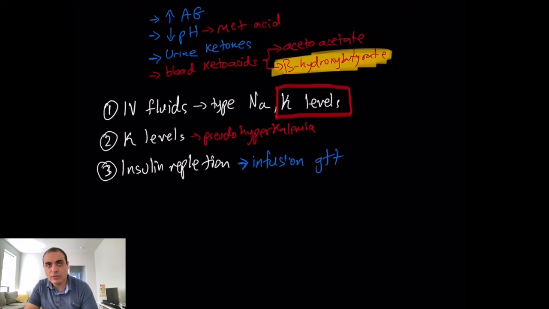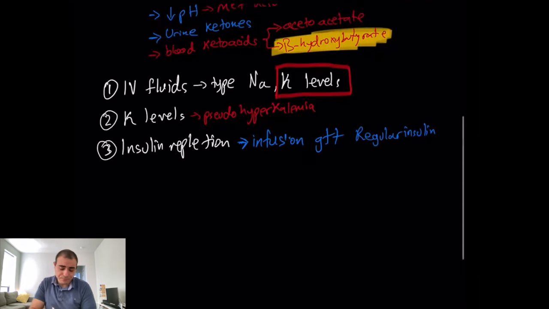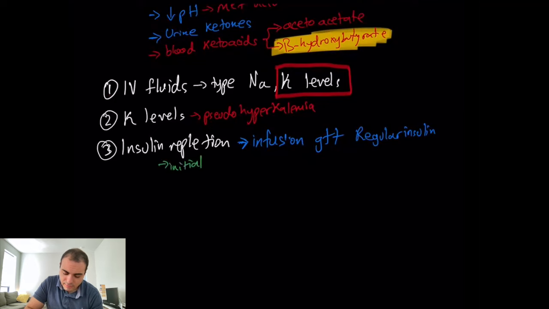So you're gonna start them on an insulin drip, and you can usually use regular insulin, the normal insulin that you use. It's like intermediate acting, and you do it as a continuous infusion, okay? Now, honestly, I feel like the IV fluid management is easy. The potassium level management is easy. Initiating the insulin repletion is easy. Stopping the insulin infusion is hard.